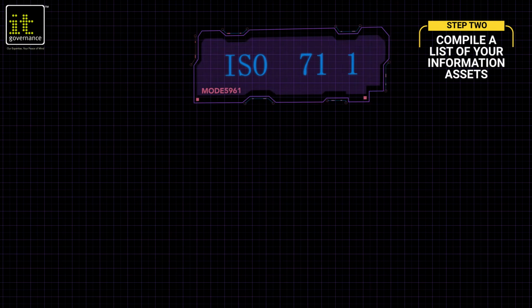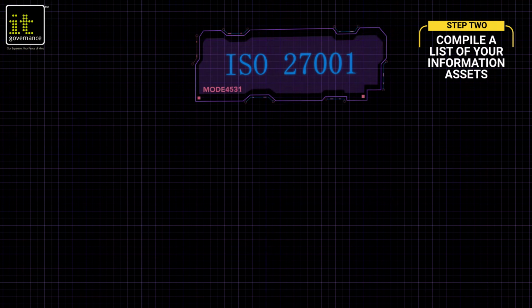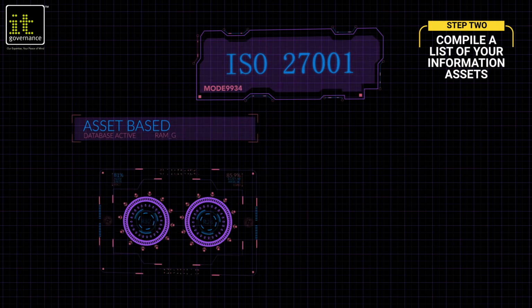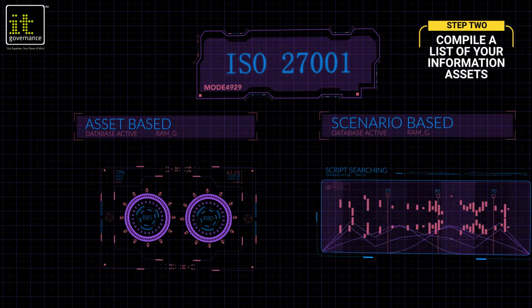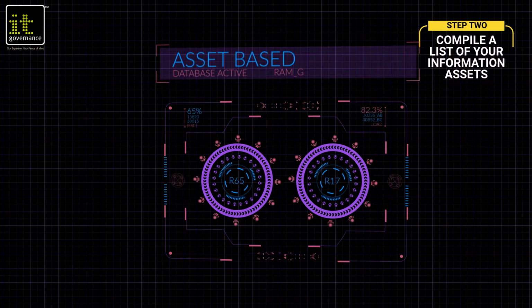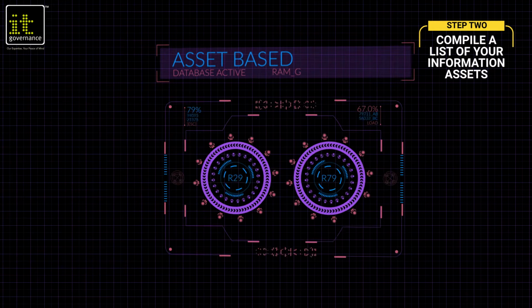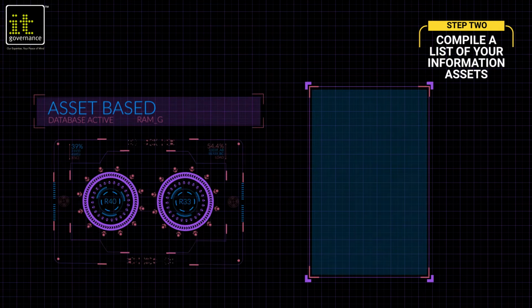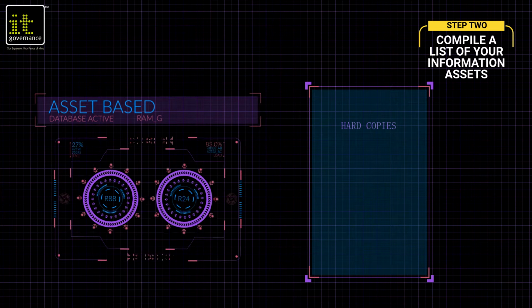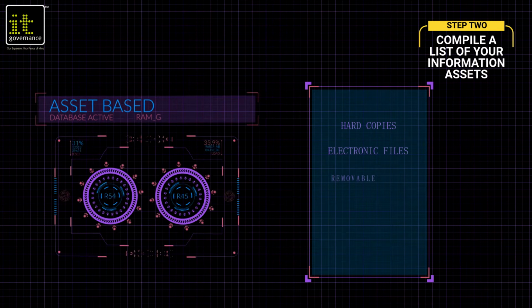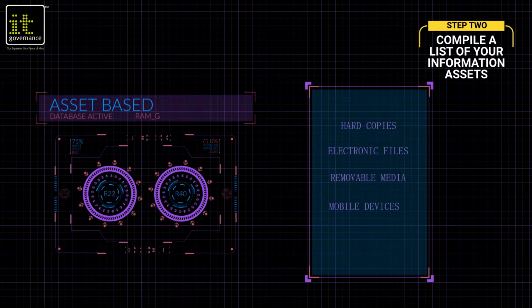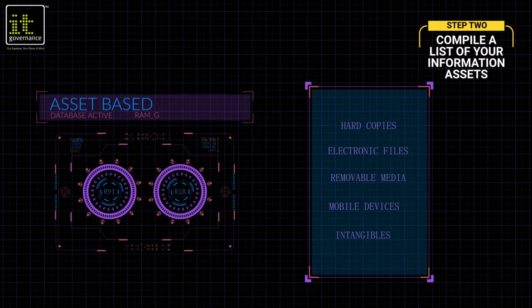Step 2. Compile a list of your information assets. ISO 27001 gives organizations the choice of evaluating through an asset-based approach or a scenario-based approach. We generally recommend taking an asset-based approach, in part because you can work from an existing list of information assets. This includes hard copies of information, electronic files, removable media, mobile devices, and intangibles such as intellectual property.